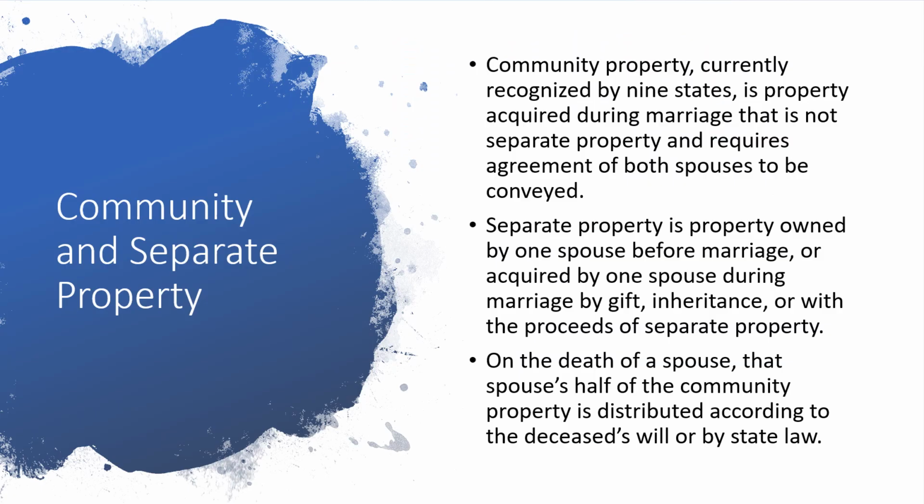Community property, currently recognized by 9 states, is property acquired during the marriage that is not separate property and requires agreement of both spouses to be conveyed. Separate property is property owned by one spouse before marriage or acquired by one spouse during marriage by gift, inheritance, or with the proceeds of separate property. On the death of a spouse, that spouse's half of the community property is distributed according to the deceased's will or by state law.